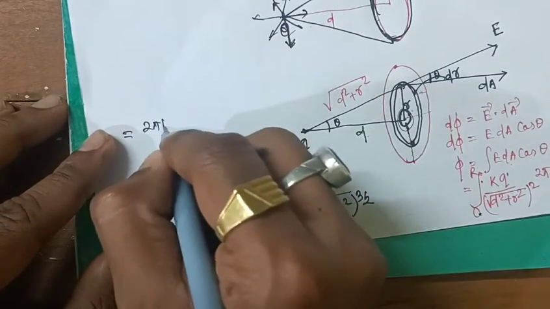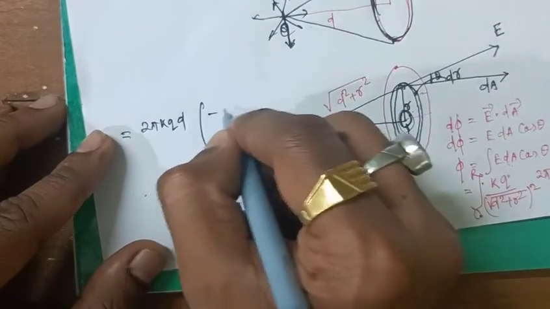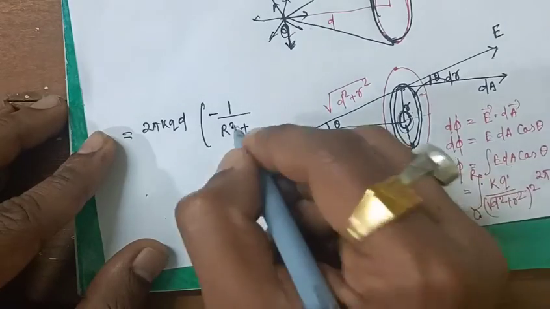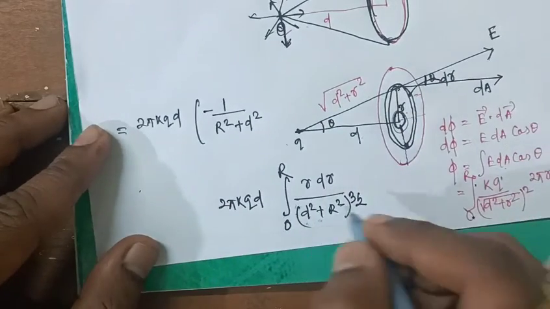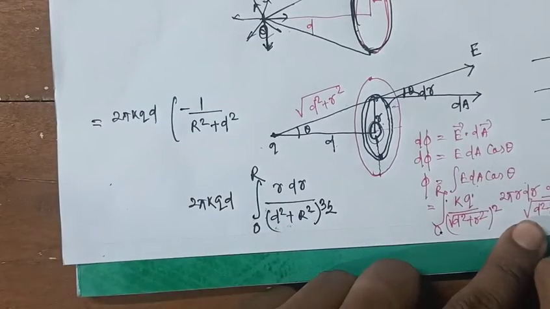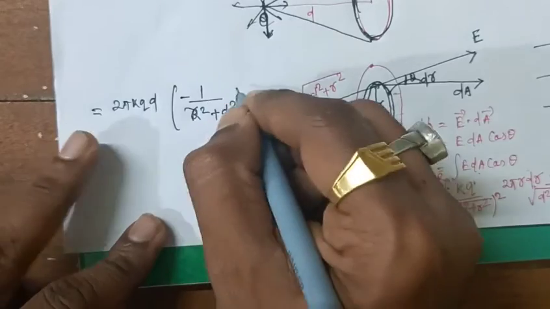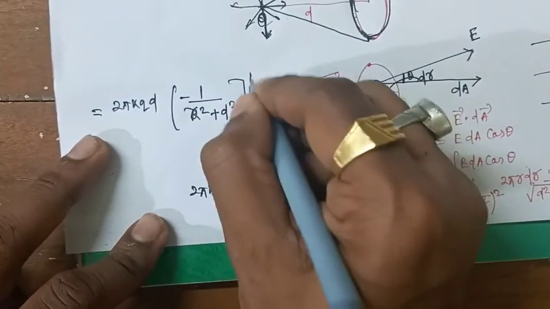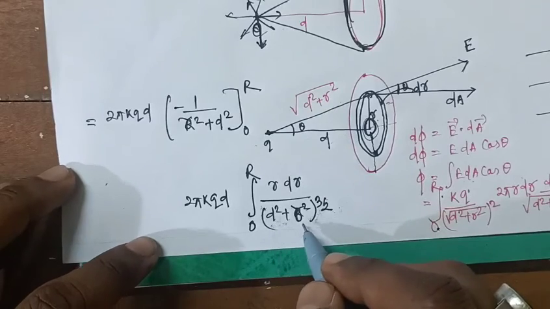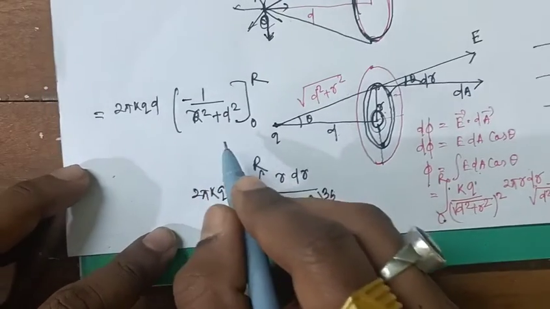This is 2 pi k q d. If you solve these integrations, it will be like this. R square plus d square. This is small r square, little carefully. This is small r square because we are writing cos theta for the element. This is small r square, and this is small r square d square, and we will put the limit 0 to r. This integration is very easy. One can assume this d square plus r square as t square, and if you solve these things, you will get this kind of integration result.